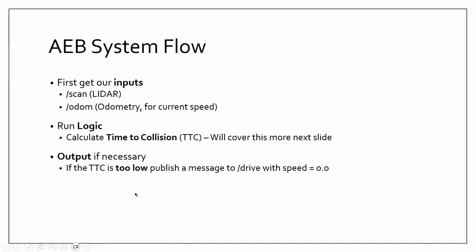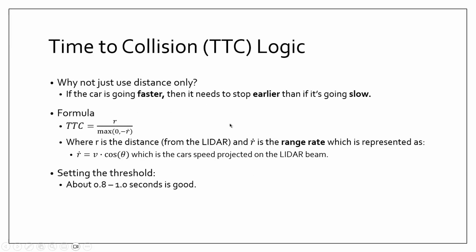For our autonomous emergency braking system, we first need to get our inputs. We're going to be using /scan and odometry as well for the current speed, and we'll look more into that on the next slide. Then we have to run logic on these inputs. The logic is that we calculate something called time to collision, or TTC, and we'll cover that in the next slide as well. Then we output if necessary: if the TTC is too low, meaning the time to collision is too low, then we publish a message to /drive with speed 0.